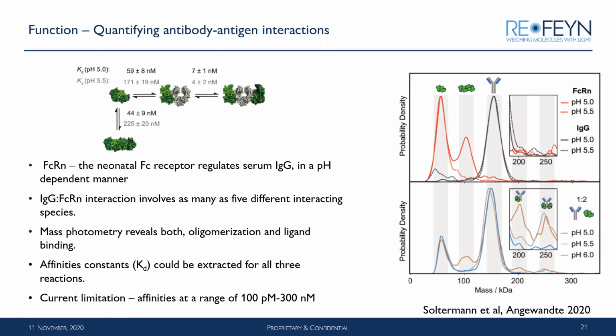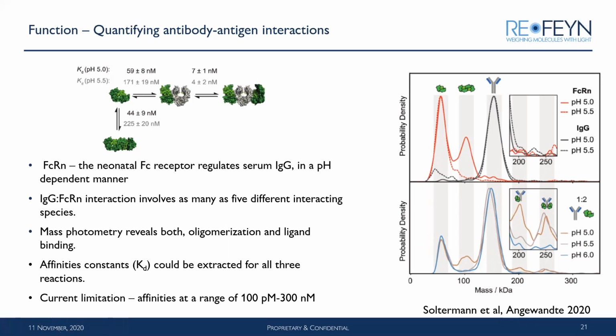And I wanted to start with a really useful example of antibody and antigen interactions. This example, published just earlier this year, is of the antigen FcRn, which has a complex interaction with the antibody. It can independently dimerize, so it's a competing reaction, and it can also bind to the antibody, and it can bind it twice.